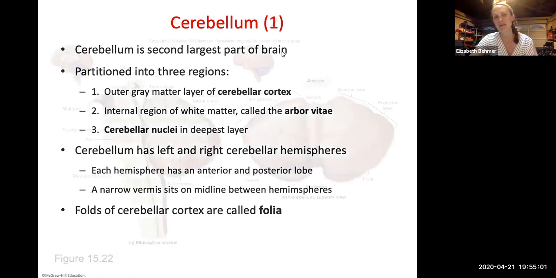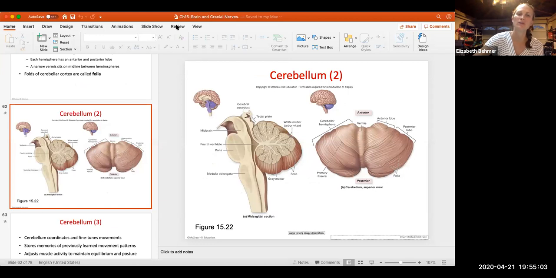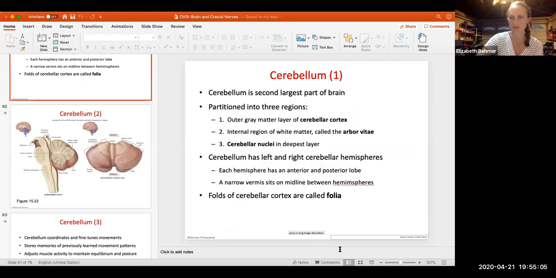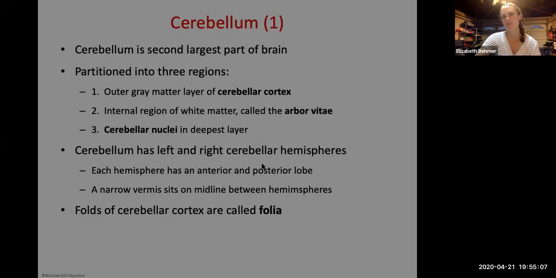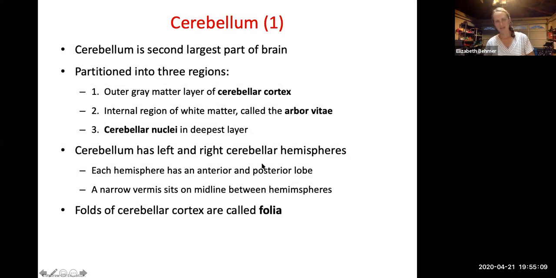I can never see the top of my screen here. Let me just check. Oh, the cerebellum. This is something I do want to talk about. My menu always hides the title of my slides. So the cerebellum is the second largest part of the brain. The cerebellum itself has an internal region of white matter, which is what we call arbor vitae. That's the part that looks like a tree.